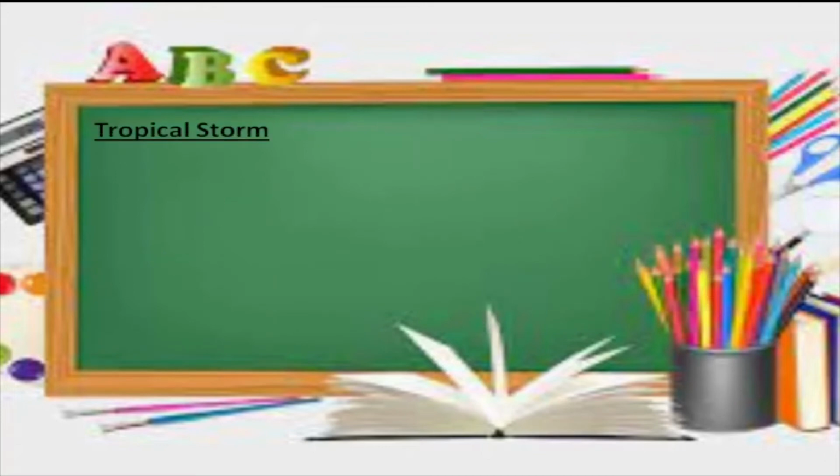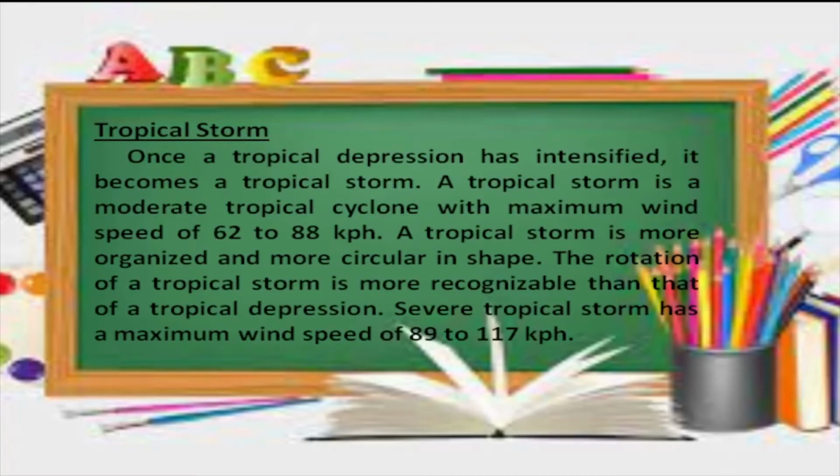Another is the tropical storm. Once a tropical depression has intensified, it becomes a tropical storm. A tropical storm is a moderate tropical cyclone with maximum wind speed of 62 to 88 km per hour. A tropical storm is more organized and more circular in shape. The rotation of a tropical storm is more recognizable than that of a tropical depression.